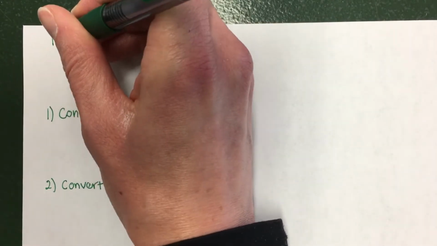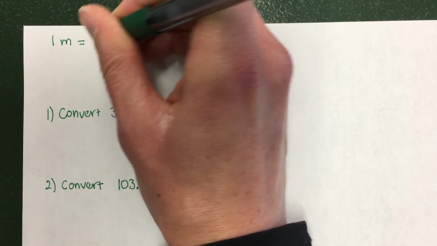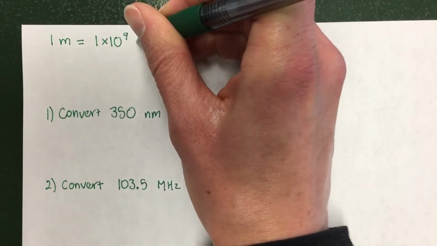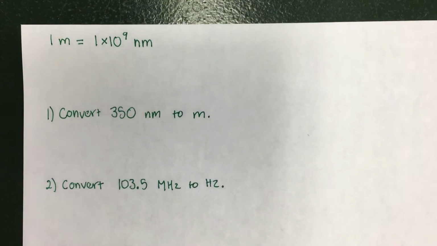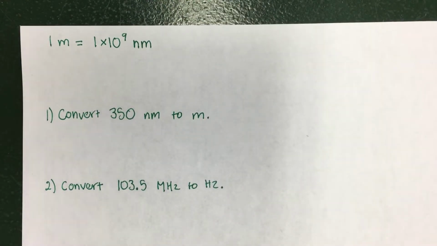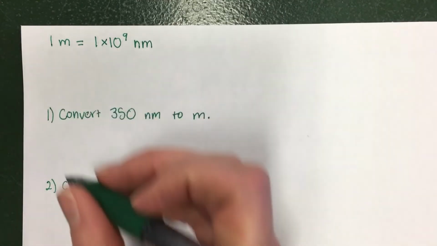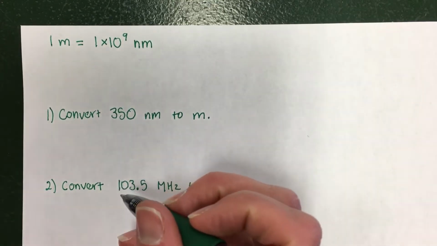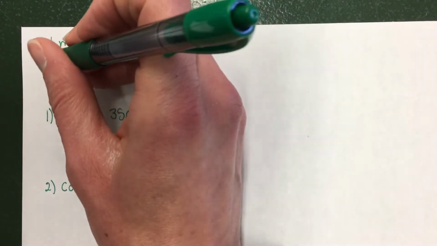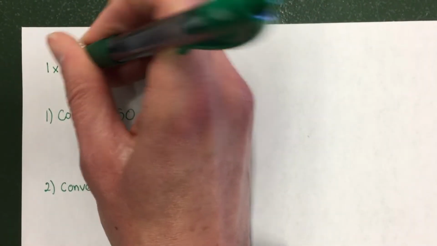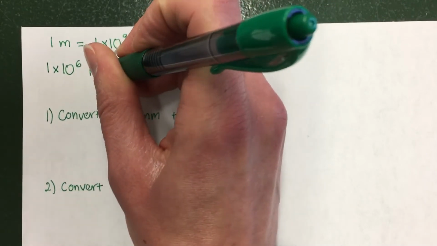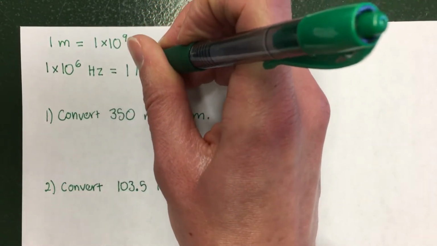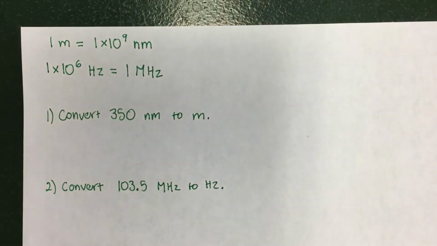So you need to know that in 1 meter, there are 1 times 10 to the 9th, or 1 billion, nanometers. And then with frequency, we use hertz, and sometimes hertz is too small. We need a bigger unit. So we use a unit called megahertz, which you might recognize the prefix mega from megabytes with computer storage. So there are 1 times 10 to the 6th, or a million, hertz in 1 megahertz. All right, I just want to do a couple of practices converting between those units so you're comfortable with that.